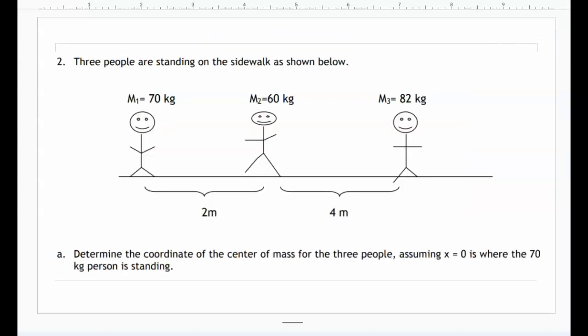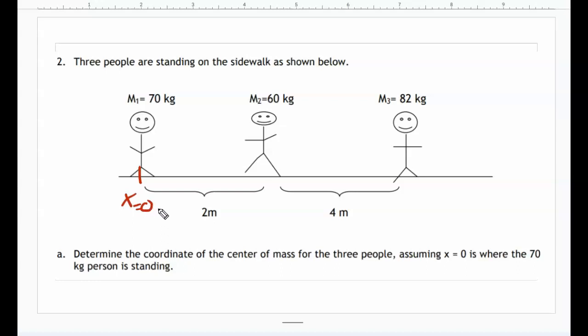Okay, so in this example, it says 3 people are standing on the sidewalk as shown. Determine the coordinate of the center of mass for the three people, assuming x equals 0 is where the 70 kilogram person is standing. In this situation, we're told where the origin is. The origin is going to be right here. So this is x equals 0.